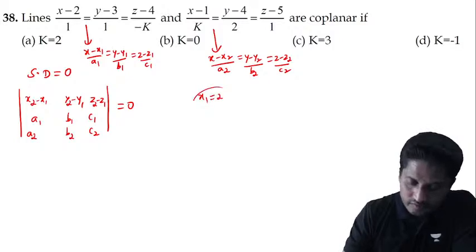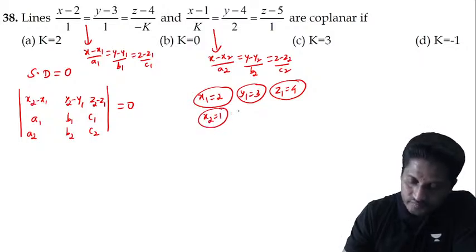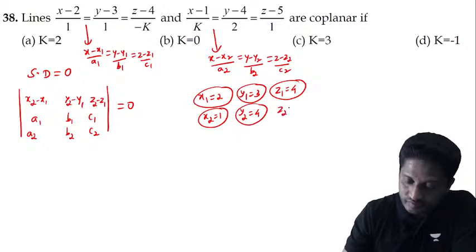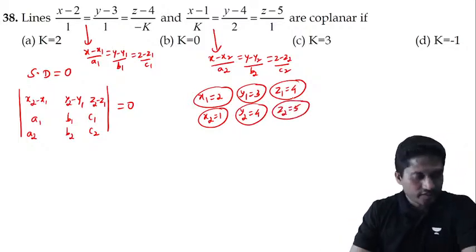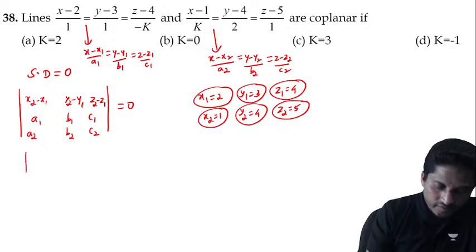So if you compare, x1 is equal to 2, y1 is equal to 3 and z1 is equal to 4. Okay, x2 is equal to 1, y2 is equal to 4 and z2 is equal to 5. Okay, now if I substitute there, the determinant is equal to 0.